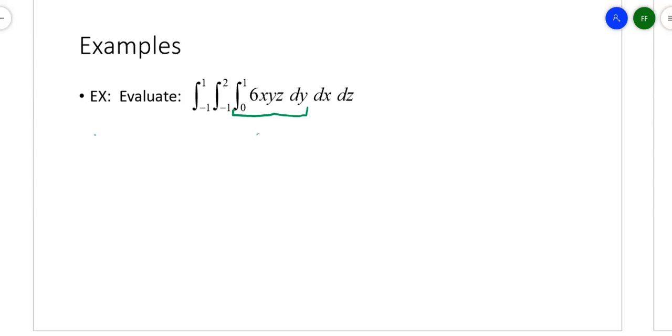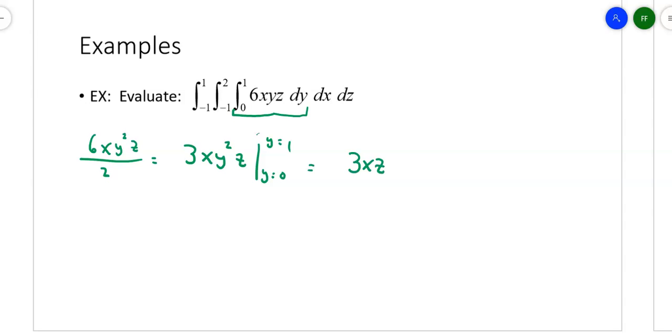with a 6xy squared z over 2, right, divided by the new power, and that gives us 3xy squared z evaluated at what? y equals 1 and y equals 0. So when you evaluate it at y equals 1, you get 3xz. When you evaluate it at y equals 0, it just wipes it out.